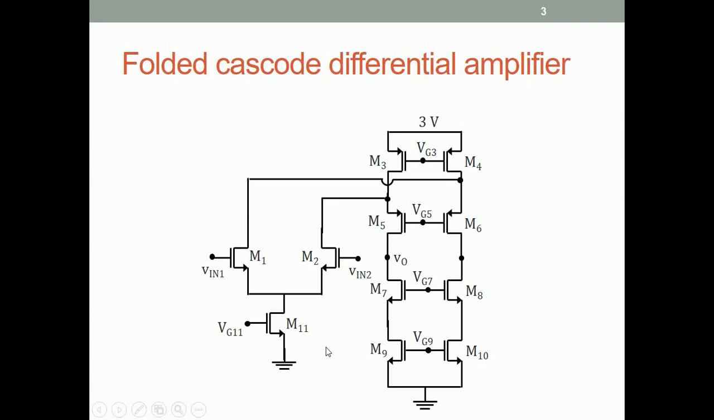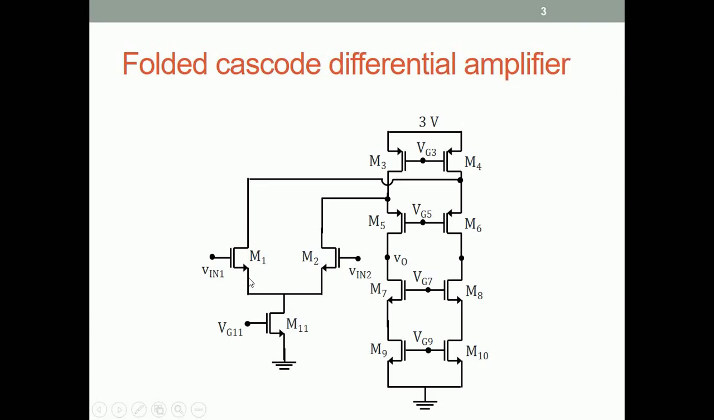Okay, so here is the circuit. So we had seen the folded cascode single input. This is a differential. So let's look at this circuit. So this is of course M1, M2, M11 is the differential pair with the tail current source.